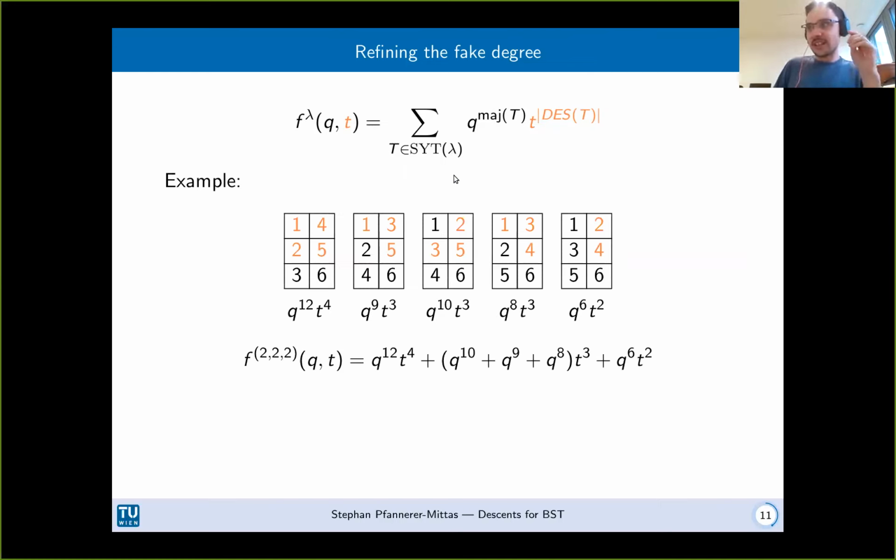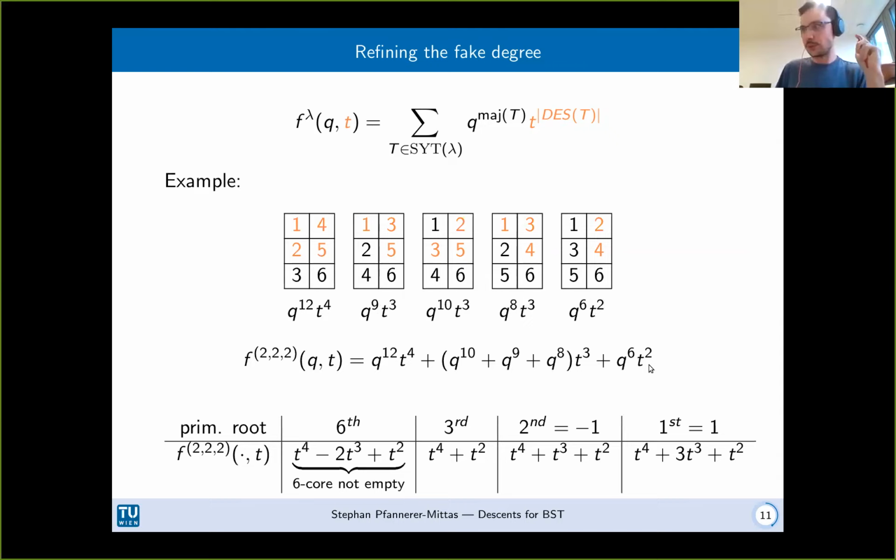If we look at the example we had before, here we can see we had major index 12 and we have 4 descents. So here we have this t to the power 4 showing up now. For the next 3, we get always 3 descents, and for the last one we have 2, resulting in this nice polynomial. And of course, what we want to do as before is plug in roots of unity.